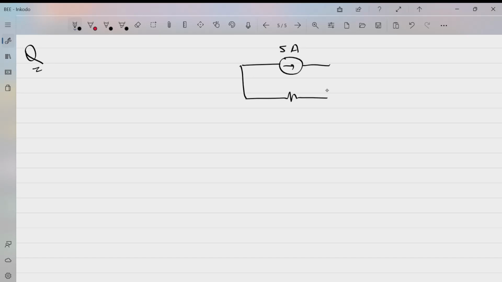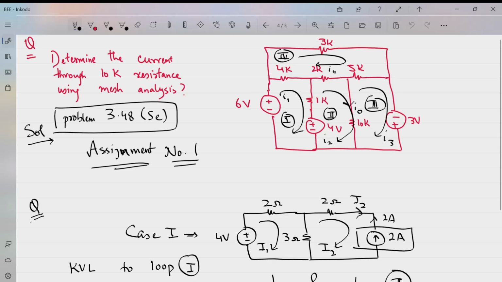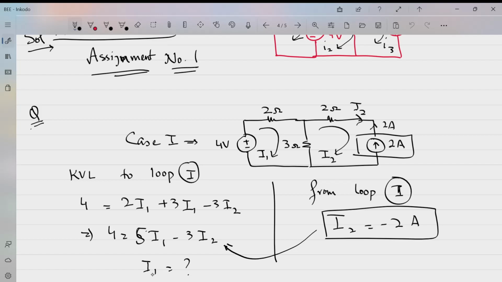I1 is 2 sir. -2/5 होगा. Yes sir, minus 2 by 5. I2 is minus 2, so this is plus 12 minus 12 by 5, or minus 2 by 5. ठीक है, minus 2 by 5.